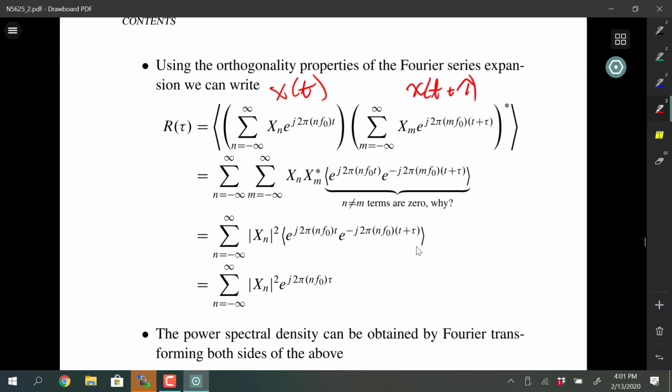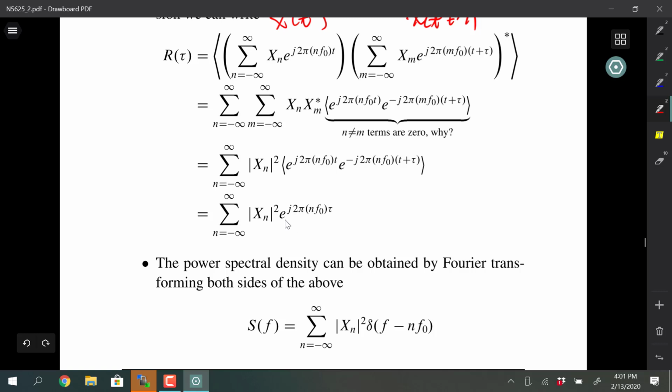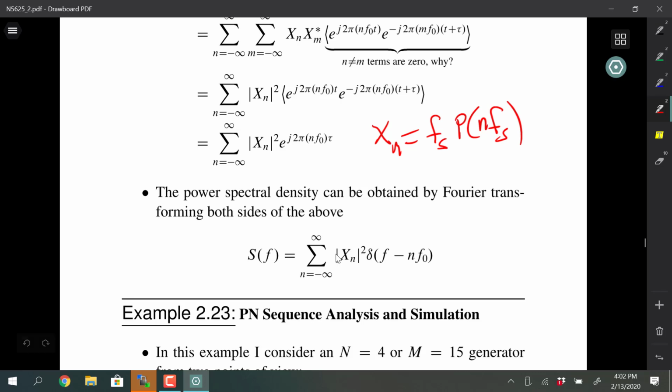So the double sum comes back down to a single sum, and finally it comes down to this: the autocorrelation function of a periodic signal is just the magnitude of the Fourier coefficients squared times e to the j 2 pi n F naught tau. And of course X_n earlier was Fs times P(nFs). So now there's this inherent relationship to get us all the way to the power spectral density directly from the Fourier coefficients.